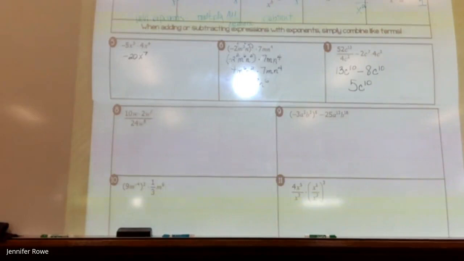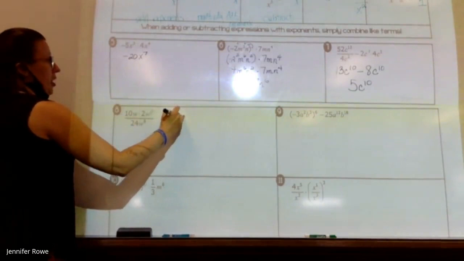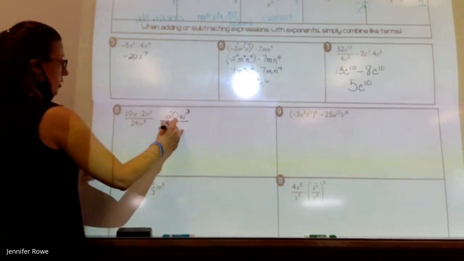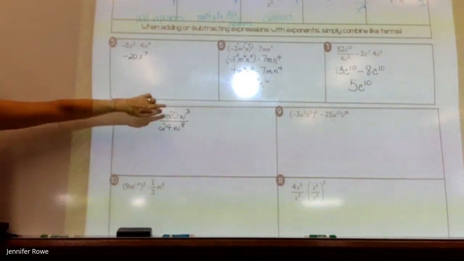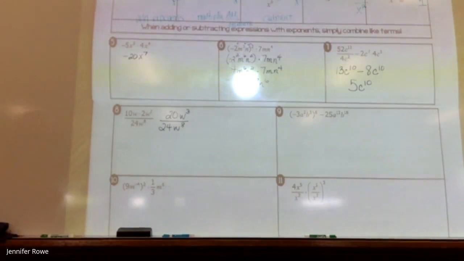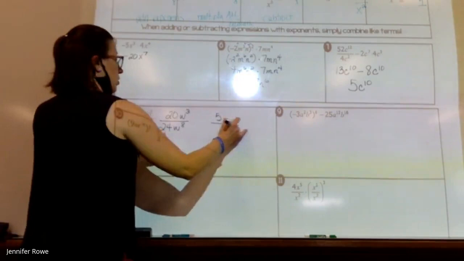Okay? What am I going to do first in number 8? Yes, you're going to do the numerator first. You're going to multiply. 2 times 10 is 20. W to the 3rd. Now, what is that number, you guys? Is that an 8? Yeah. Okay. Can you divide 20 by 4? 24. It comes out to a decimal. So in this case, what I would do is reduce it instead. What do 20 and 24 have as a common factor? 4. 4 goes into 20 how many times? 5. 4 goes into 24 how many times? 6.